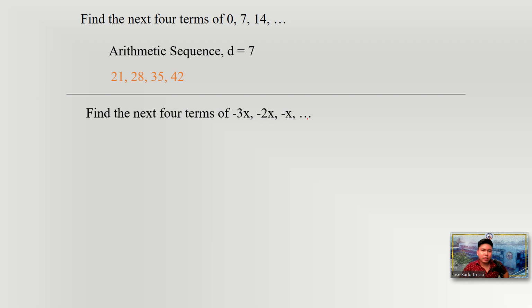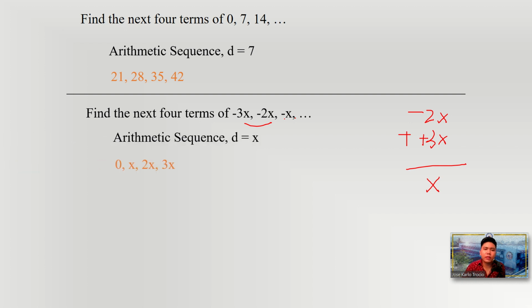How about this? Negative 2x minus negative 3x. So change the subtrahend, change the operation. Now 3 is greater, so that must be positive x, right? 3 minus 2, so x is the common difference. So negative x plus x, that is 0, right? Is it correct? Yeah. 0 plus x is x. x plus x, 2x plus x, and so on.